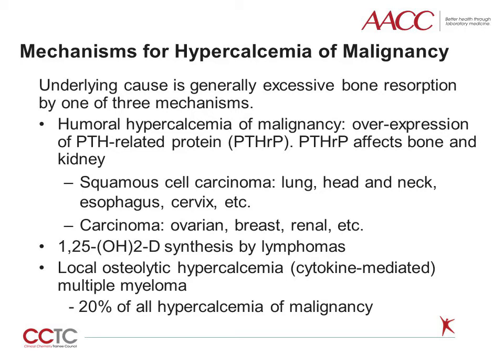The hypercalcemia of malignancy is attributed to excessive bone resorption by one of three mechanisms. Humoral hypercalcemia of malignancy is due to overexpression of PTH-related protein, or PTH-RP, that affects bone and kidney similar to PTH. Increased expression of PTH-RP is seen in squamous cell carcinoma, for example, lung, head and neck, esophagus, cervix, carcinoma of ovarian, breast, and renal. Increased 1,25-dihydroxy vitamin D synthesis by lymphomas, and local osteolytic hypercalcemia in multiple myeloma. This accounts for 20% of all hypercalcemia of malignancy.